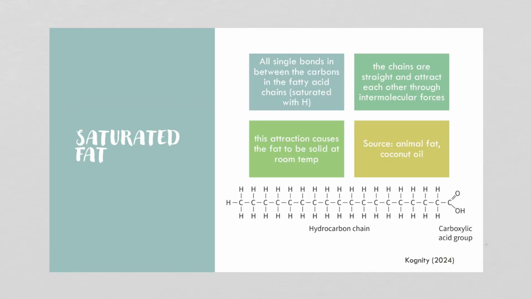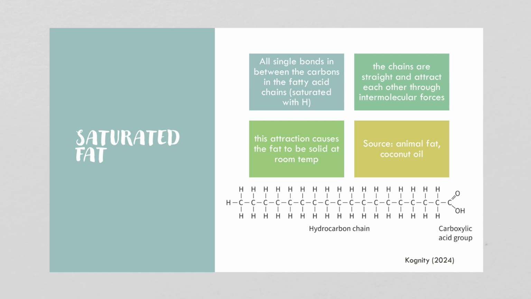A saturated fat is when you have all single bonds in between the carbons in the fatty acid chain. So the molecule is said to be saturated with hydrogen. The chains are straight and attract each other through intermolecular forces. Because those 3 chains in the triglyceride are being attracted to one another, that causes the fat to be solid or semi-solid at room temperature.